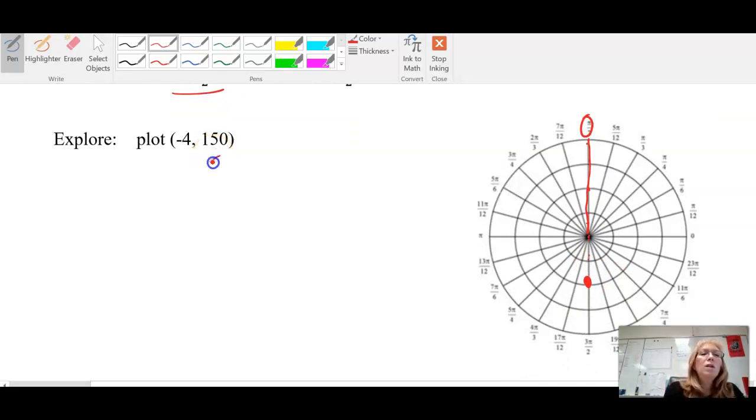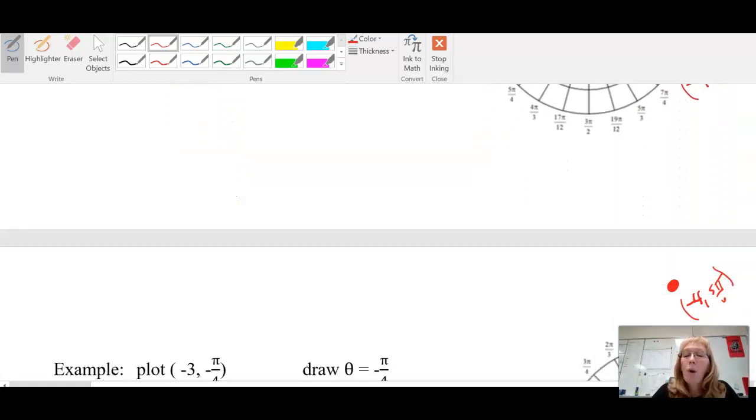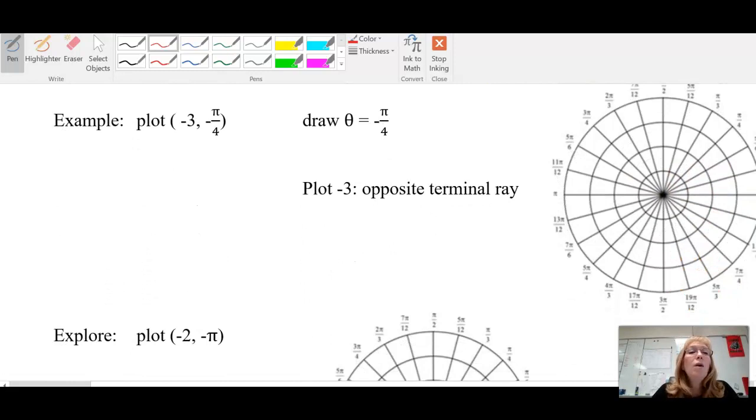So 150, first thing you had to do is that's 5 pi over 6. So we're going to go to 5 pi over 6, which is right here. So this is our graph. But now I got to go a negative 4. So I'm going backwards on that same line. So 180 degrees, out 4. 1, 2, 3, 4. And did I get it right? I think so. And I am right here. So this is negative 4, 5 pi over 6. All right, I hope you're understanding how a polar graph works. You start with the angle and you draw the radius second.